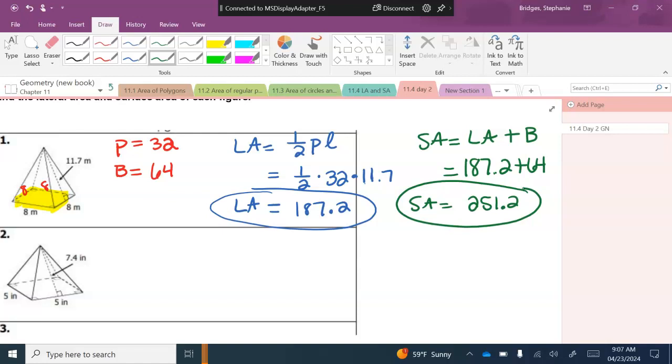The slant height is only... Like if you look at your pyramid, your slant height is this distance.